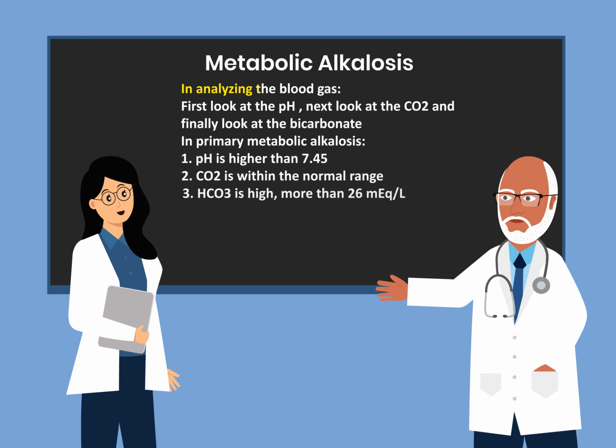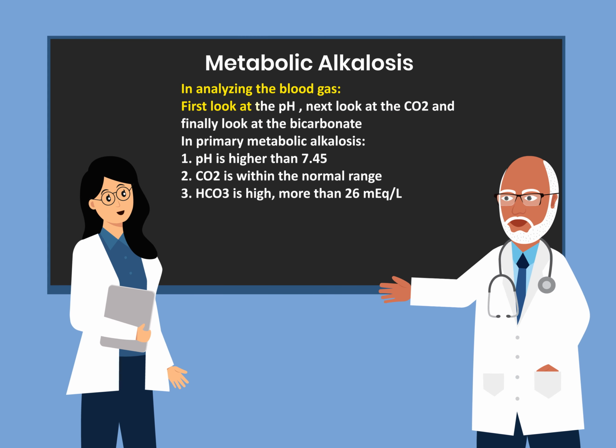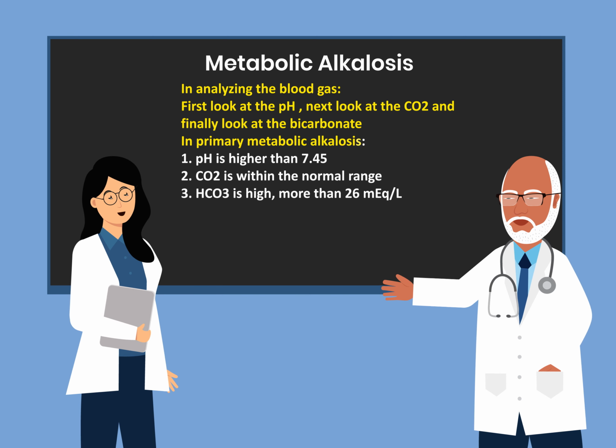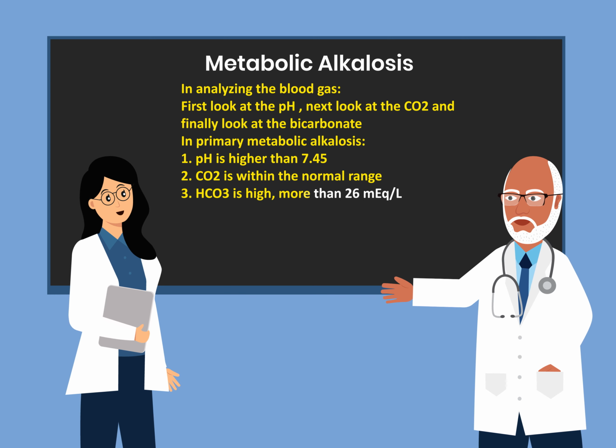In analyzing the blood gas, first look at the pH. Next, look at the CO2, and finally, look at the bicarb. In primary metabolic alkalosis, the pH is higher than 7.45. The CO2 is within the normal range, and the bicarb is high, more than 26 milliequivalent per liter.